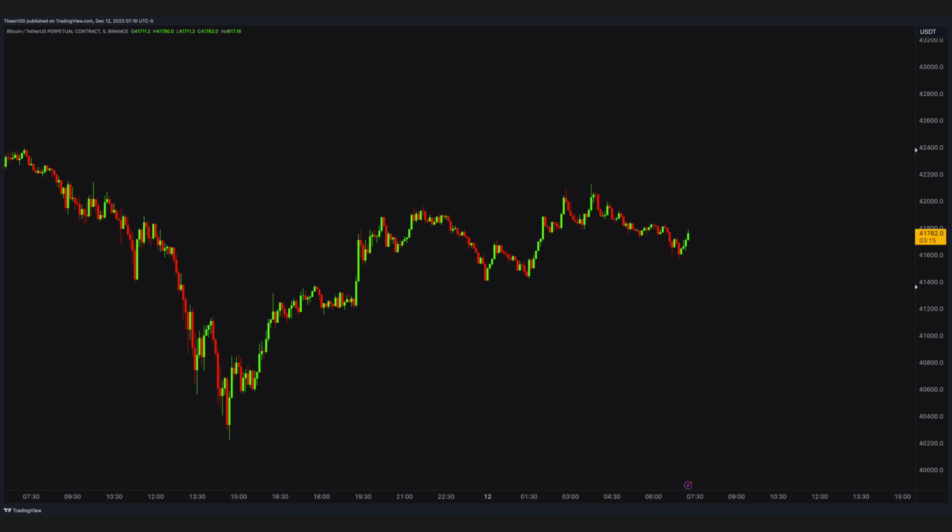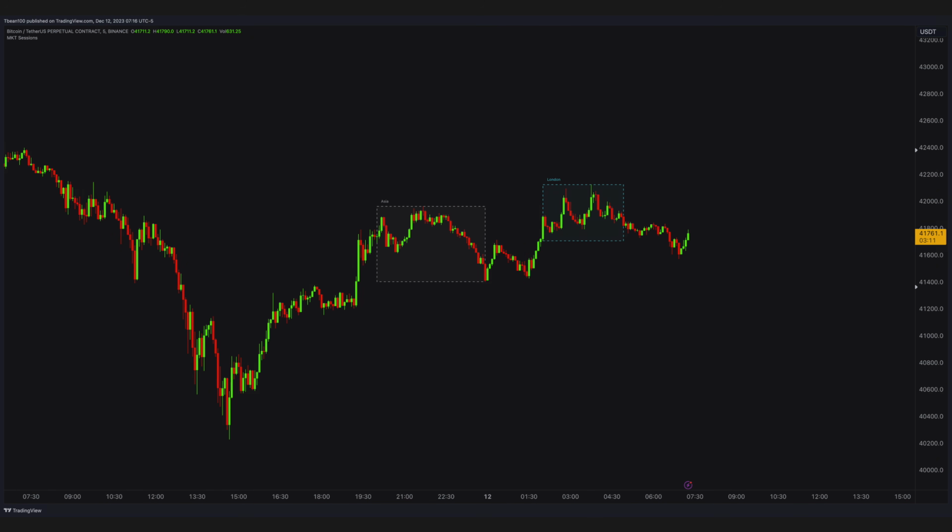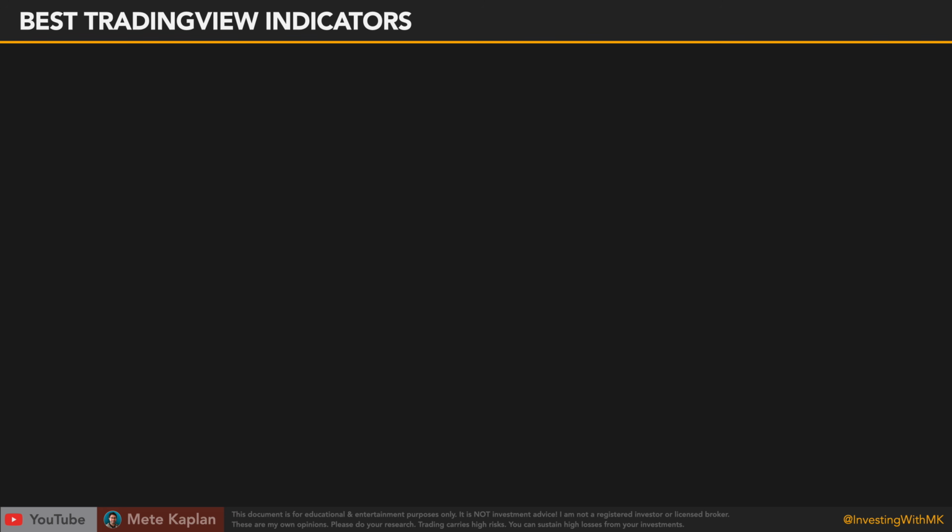As you can see, it is a very simple indicator which shows the sessions on the chart. So I can focus on higher amounts of liquidity levels, such as the session highs and lows, without searching for them manually. There's nothing complicated about this indicator, very easy to use. I only use it for finding extra liquidity areas. That's it. This is the last indicator.